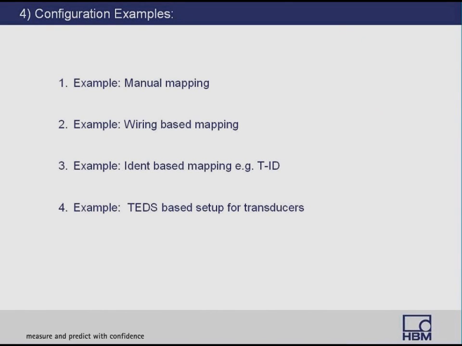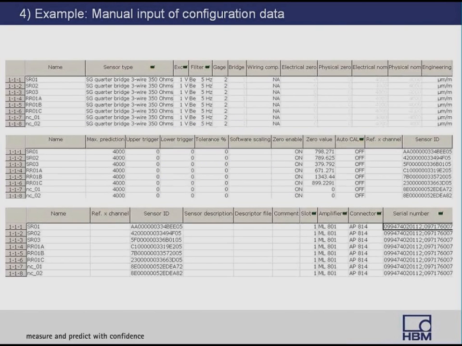Now I would like to show some examples of how this looks, so you get a better understanding of how these different workflows are used. For the manual mapping, it is basically a table where you type in your parameters and manually put in the data for each sensor. And as already mentioned earlier, you have to be careful to not make any mistakes. You're always in the right column when you put in a gauge factor or a zero value. So that is a manual setup of the system.